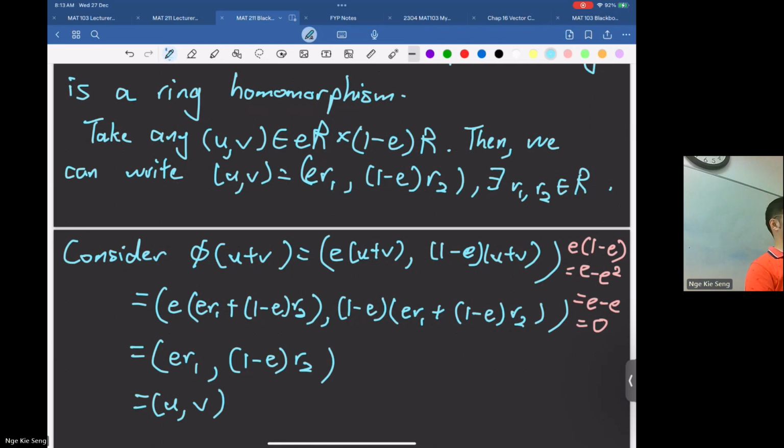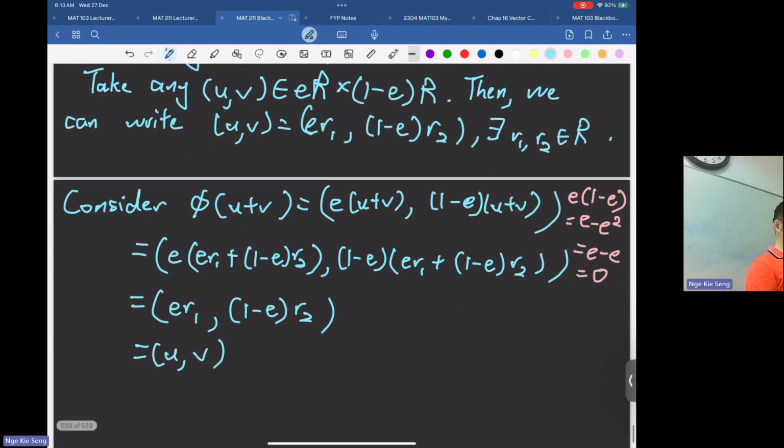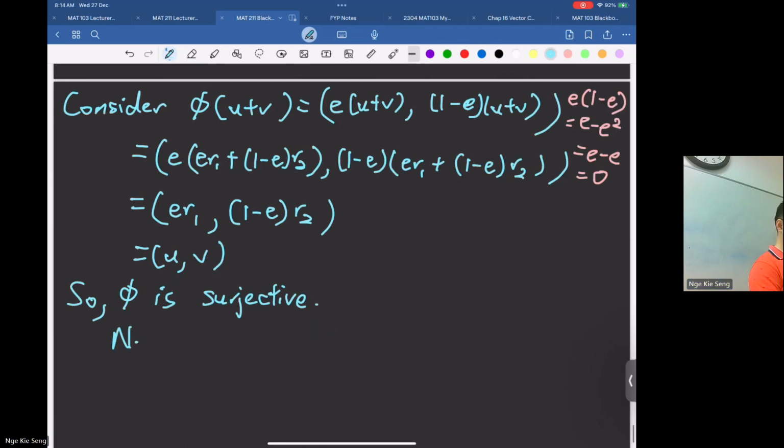Okay, does it make sense? Okay. Next, we need to show phi is surjective. Okay, next part we need to show phi is injective.